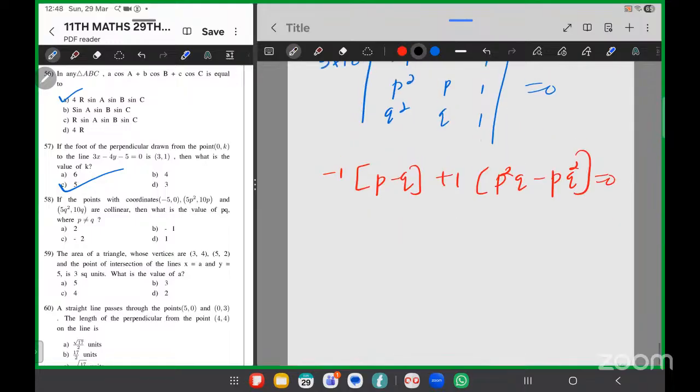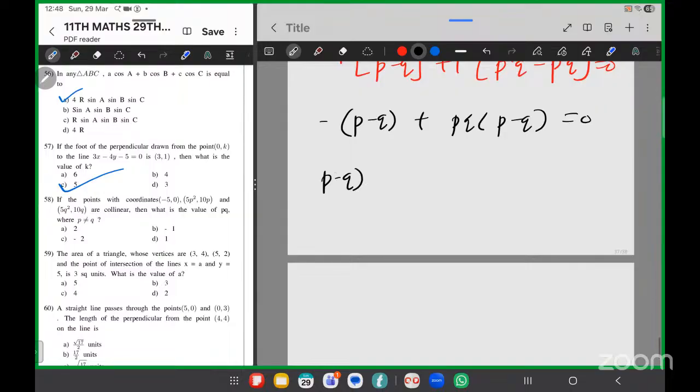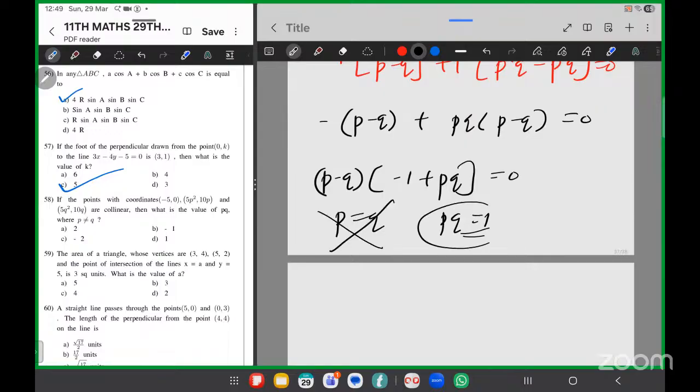So it will become minus of p plus pq. If you take out, it will become p minus q. So if you take p minus q common, p minus q into minus 1 plus pq equal to 0. So p equal to q or pq equal to plus 1. So p not equal to q means this cannot be taken. Only possibility is pq equal to 1. Option answer is D. D option is the correct answer.